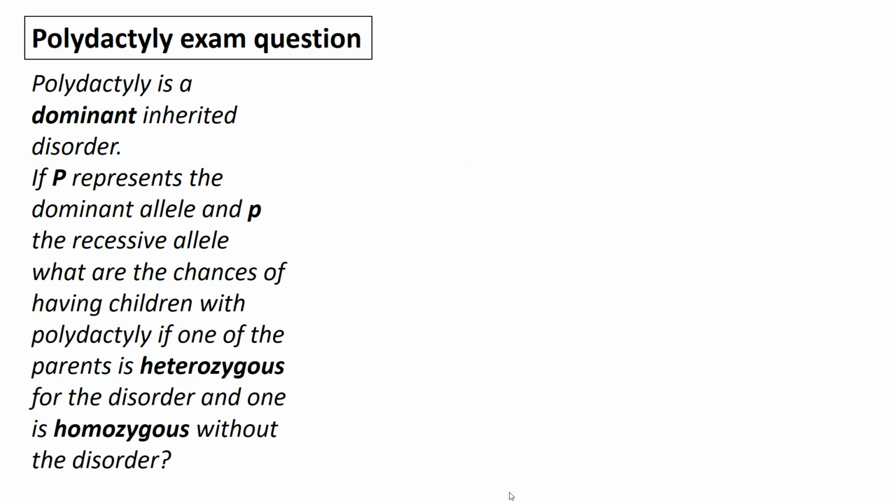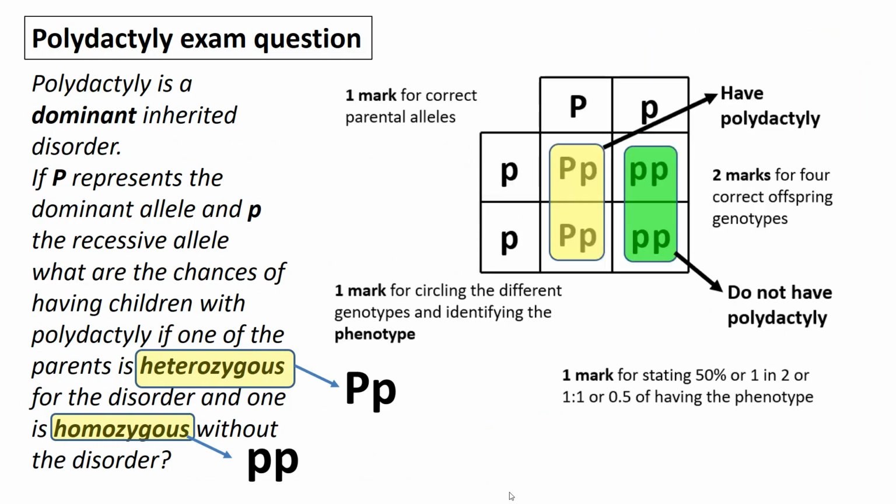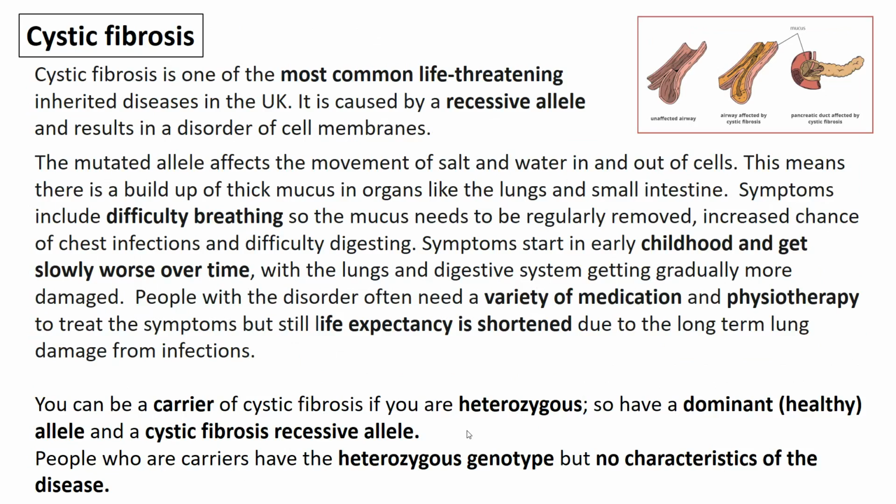So what you need to do from the information in the question is, look, there's heterozygous. That means they are big P, little p for their genotype. Homozygous means that they are two little p's. So again, if it's saying what are the chances of having a child with polydactyly, you do a genetic cross diagram, you show those two genotypes, and you circle the different genotypes produced, identify if they do or don't have polydactyly, and state a mark for what are the chances. So there's your 5 marks answer to that question.